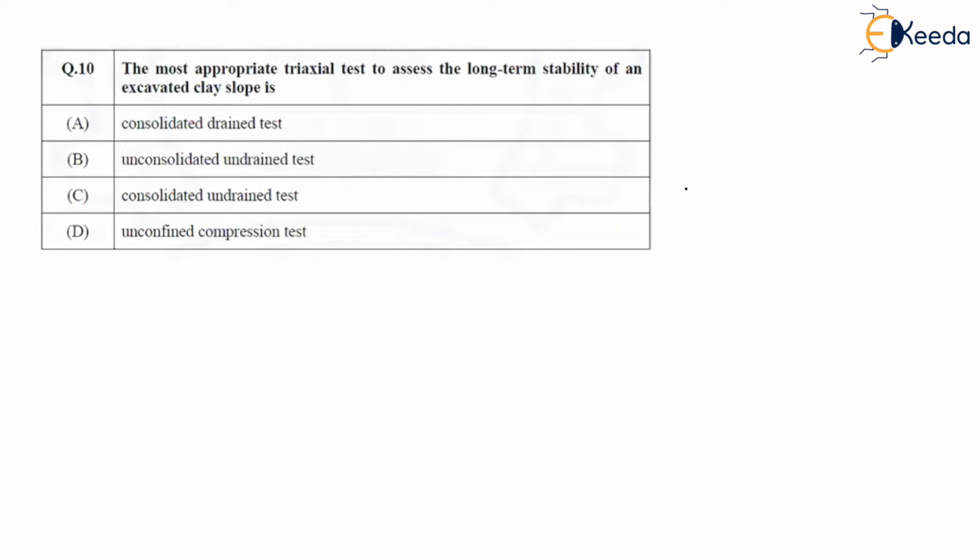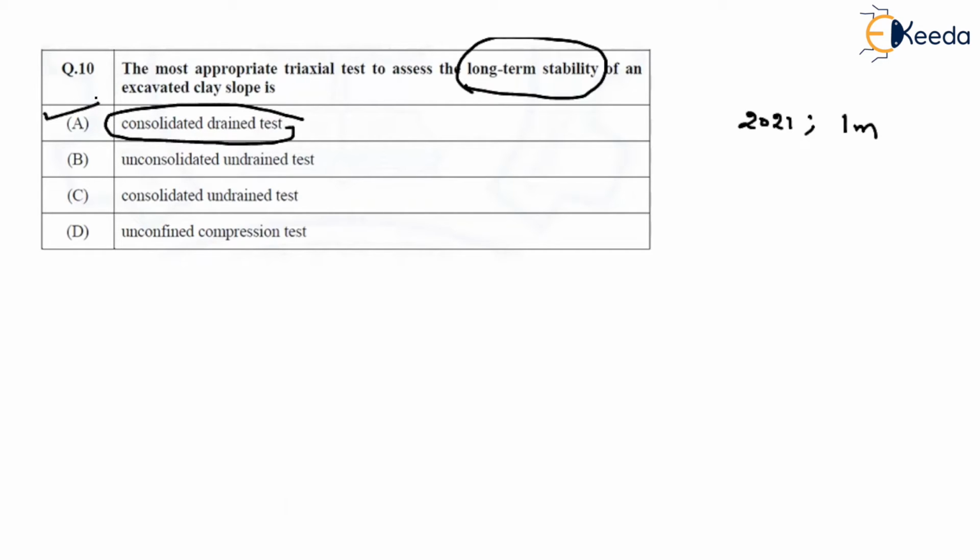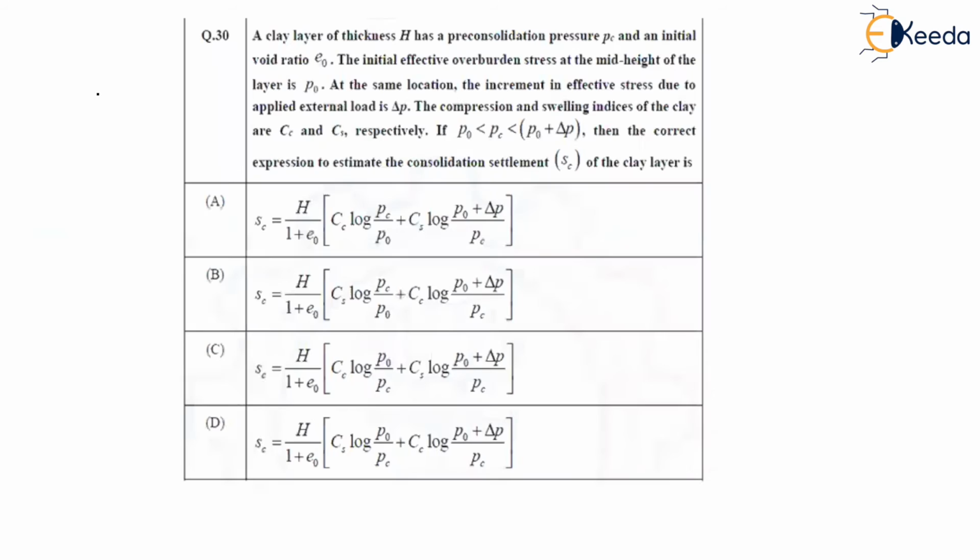This is again given in the year 2021, and it is asked for 1 mark. Hope you can tell me the answer. The most appropriate triaxial test to assess long-term stability: wherever we are interested in long-term stability, we have to go for the drained test. That means we have to go for the consolidated drained test. So the correct option is A. Move on to the next.